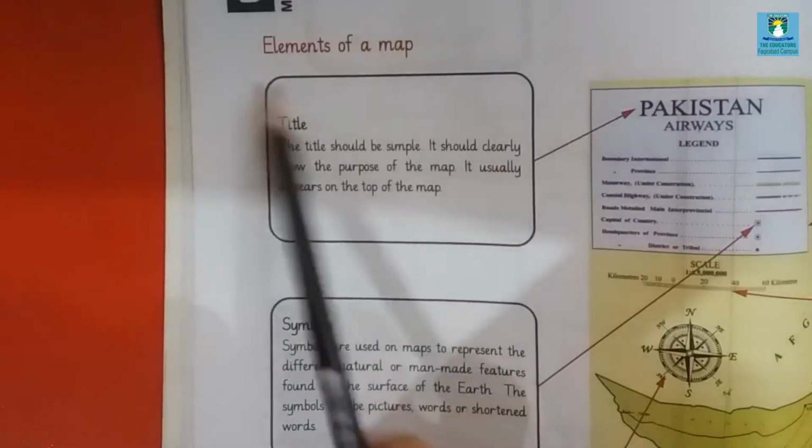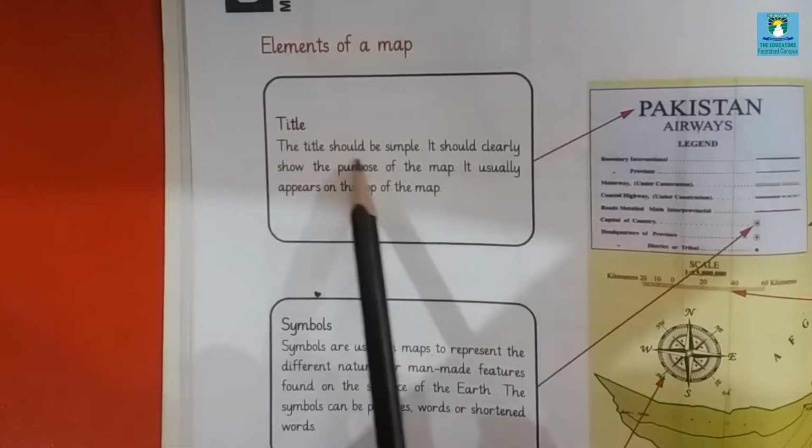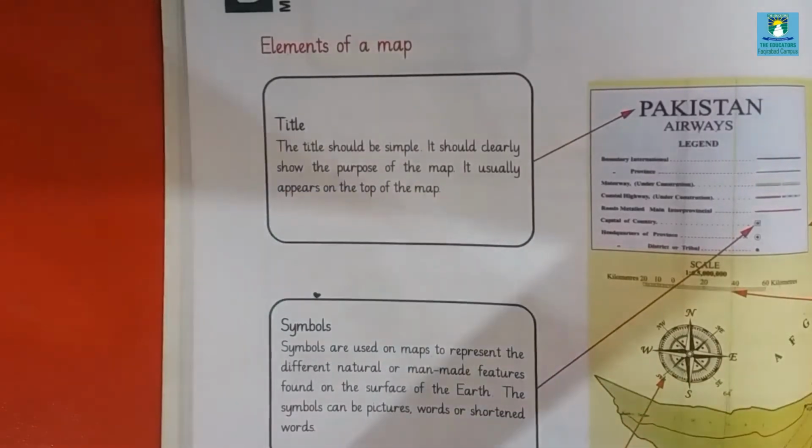Next is elements of a map. Elements means different features of a map. First is title. The title should be simple. It should clearly show the purpose of the map. It usually appears on the top of the map.